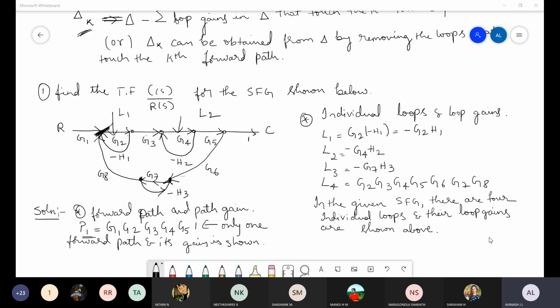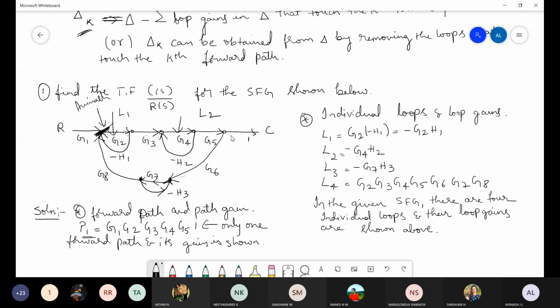Any doubt? Excuse me, sir. Tell me. Sir, how did you consider loop 4, sir? See, what is the meaning of loop? I should start from one particular node, go in a direction, trace a path, come back and join at the same point, correct? So now this is the point, and let us consider Mr. Avinash is at this particular point. So he will go in the forward direction. So along the branch G2, he can go.